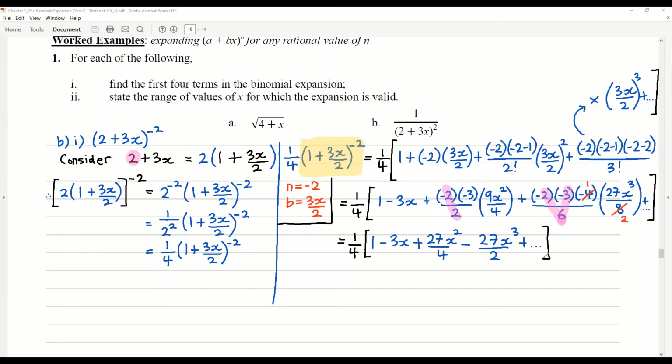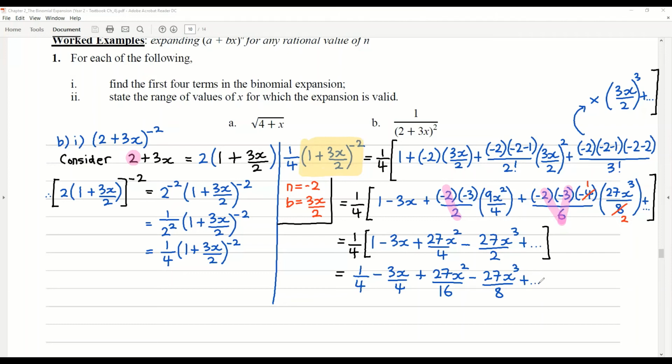Now, all we have to do now is multiply everything by quarter, and we've done. So this is going to equal 1/4 subtract 3x over 4, so multiply the 4's in the denominator, plus 27 x squared over 16, subtract 27 x cubed over 8 plus some more terms. And there we have our expansion.